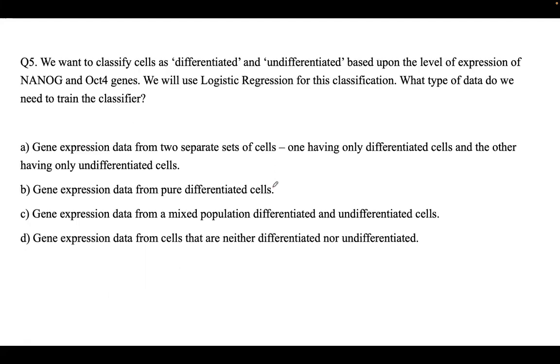All right. So now we want to classify cells as differentiated or undifferentiated. And there are two genes, NANOG and OCT4. We want to use these two expressions to classify them as these two states, and we will use logistic regression for the classification. What is the kind of data you need to begin with? So the gene expression data from two separate types of cells, one which has only differentiated cells and the other only undifferentiated cells, or you would need data from only differentiated cells and not undifferentiated ones. You would need it from a mixed population, which has both types of cells, and you would need expression from a cell type which is neither differentiated nor undifferentiated.